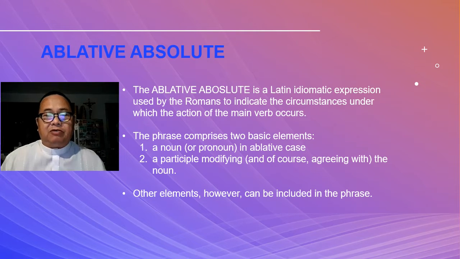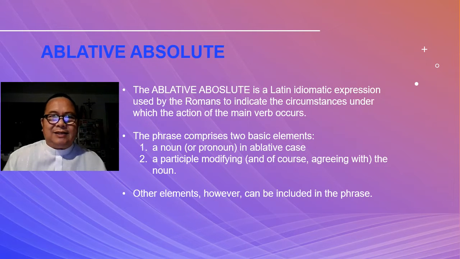So, how is it constructed? There are two basic elements to make an ablative absolute construction or idiomatic expression. One is the noun, which is in the ablative case. And the second one is a participle that modifies the noun or pronoun in the ablative case, agreeing with the noun or pronoun in gender and number, and of course in case, ablative case.